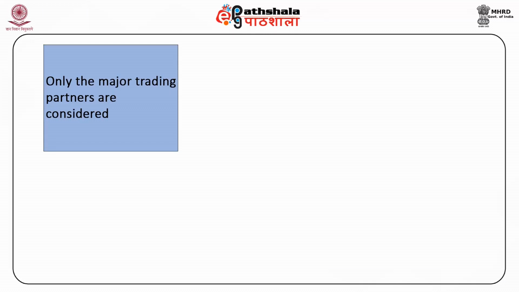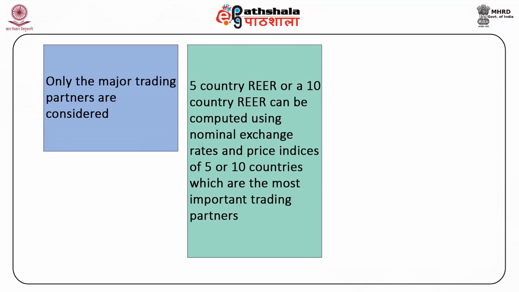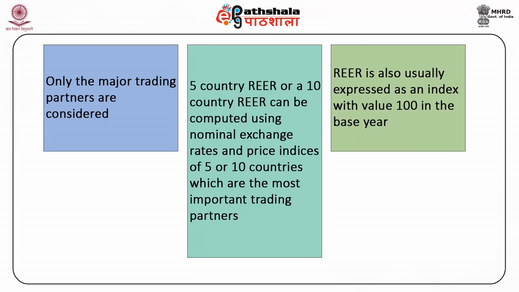For example, a 5-country real effective exchange rate or a 10-country real effective exchange rate can be computed using nominal exchange rates and price indices of 5 or 10 countries which are the most important trading partners. Real effective exchange rate is also usually expressed as an index with value 100 in the base year.